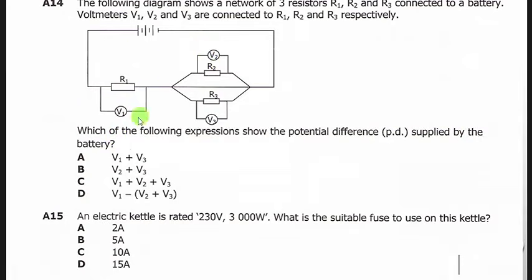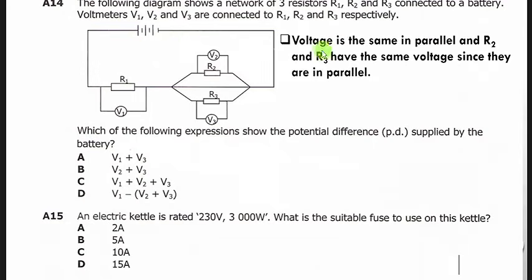So it is simple, this situation, guys. They need the formula which will show the potential difference coming from the battery. So there are a few points to note here. Point number 1 is that voltage is the same in parallel. Like here, resistor 2 and resistor 3 are in parallel. So the voltage that will be read on V2 and the one that will be read on V3 will be the same. Why? Because these two are in parallel. That's why we're saying voltage is the same in parallel, and R2 and R3 have the same voltage since they are in parallel.